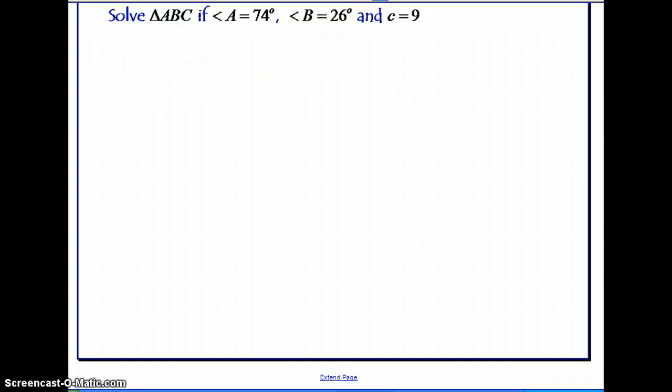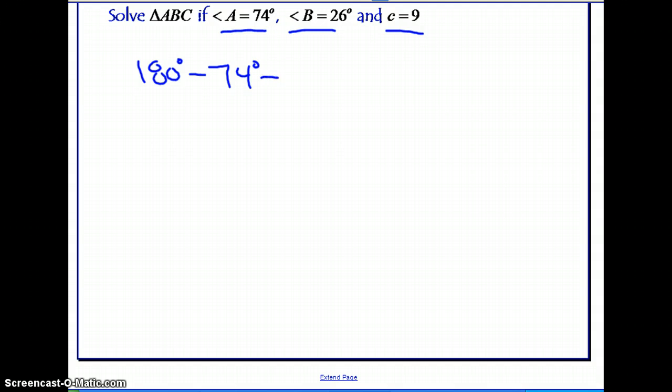Okay, we said law of sines works when you have 2 letters the same. So you look at this problem, you've got angle A, angle B, and side C. Initially, it doesn't seem like you have 2 letters that are the same. But you also know in a triangle there's 180 degrees. And if I take off the 74 degrees, and if I take off the 26 degrees, I can easily figure out what angle C is.